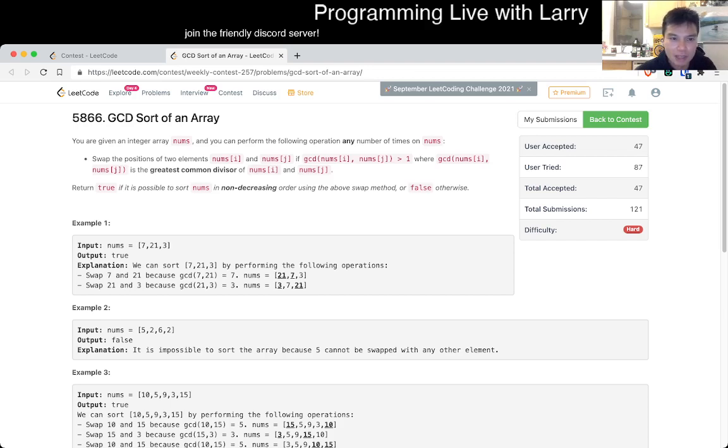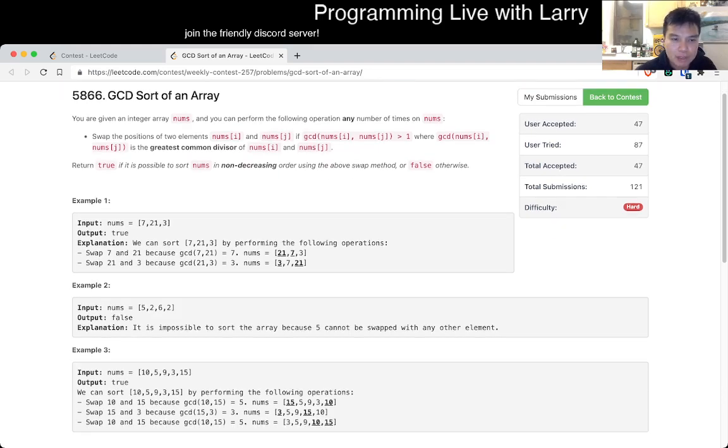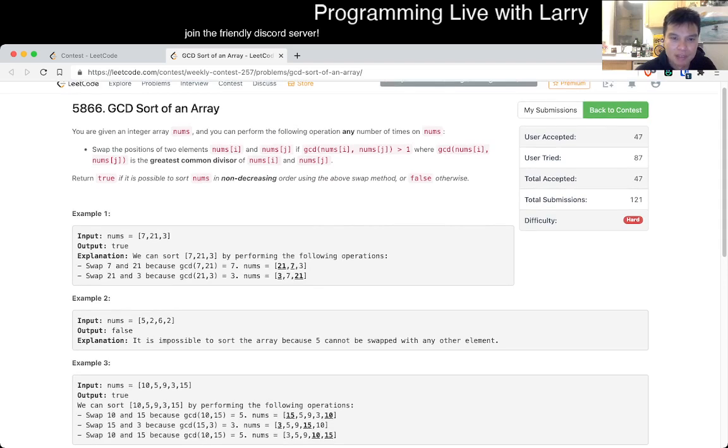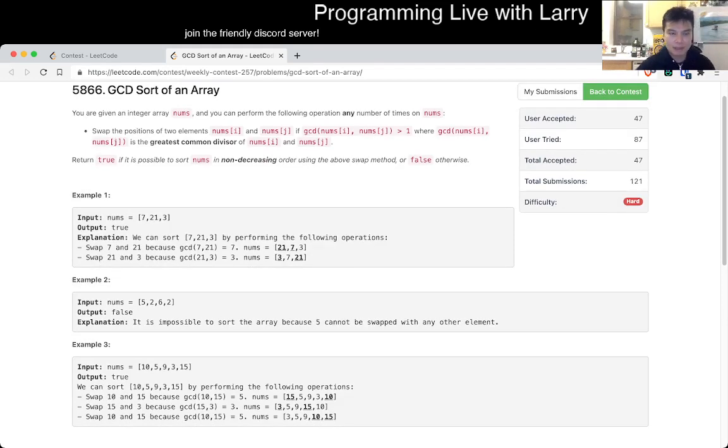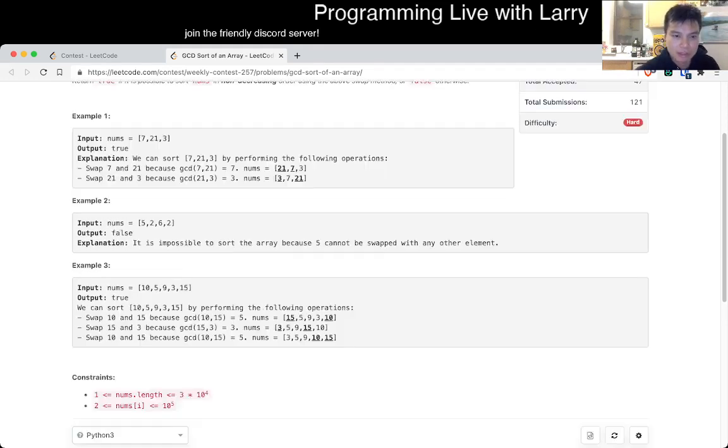Any number of times, swap i and j if they are, whatchamacallit, if they're mutually something. I'm blanking out the numbers right now. Return true if it's possible to sort numbers in non-decreasing order. Okay, so basically this is going to be some sort of union find, perhaps, and this kind of thing.